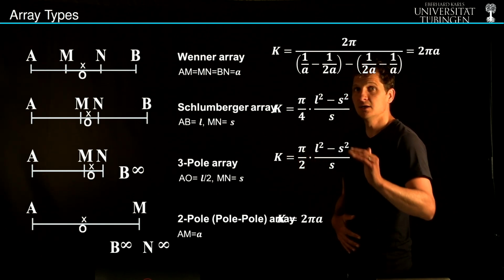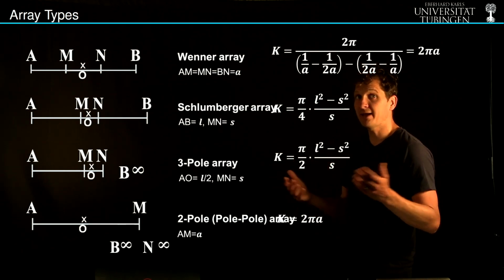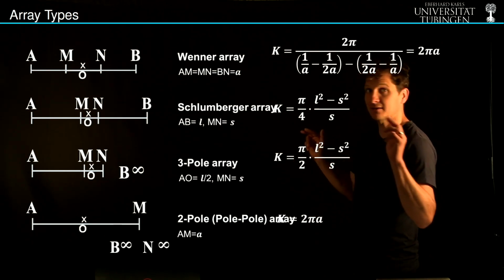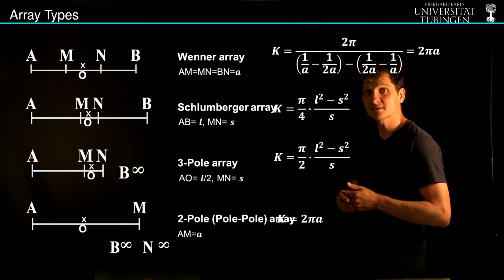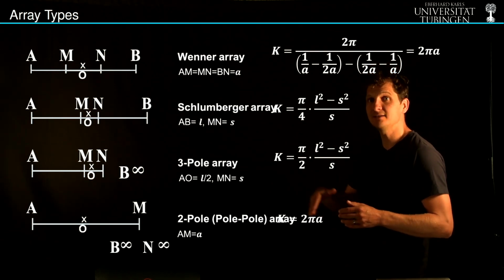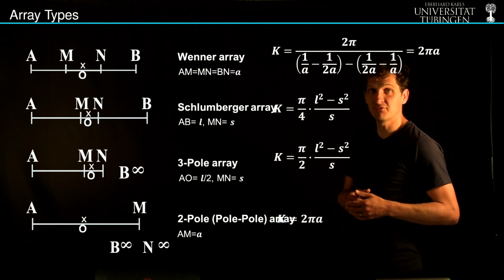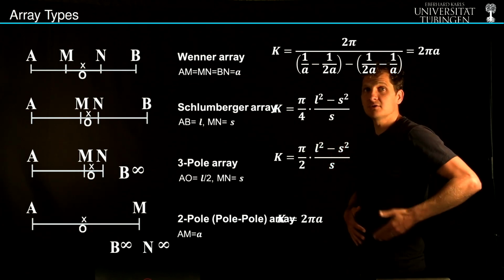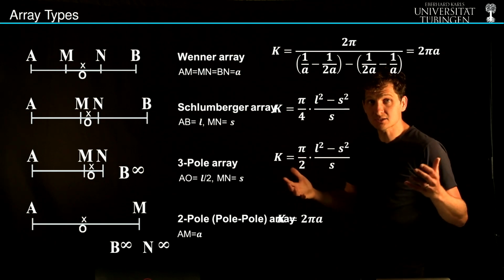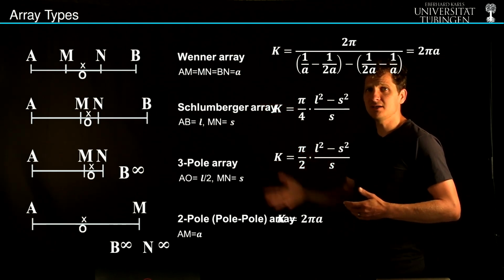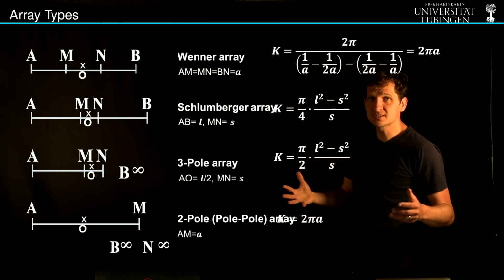Then there are numerous other array types. For example, we could place one of the current electrodes at infinity. The way this is done, you may learn in the applied exercises, or you can even place one of the potential electrodes and one of the current electrodes towards infinity. Okay, and all of those different array types have different configuration factors. That's totally clear. But what are the advantages of one array type over another? And this is not so simple to answer.